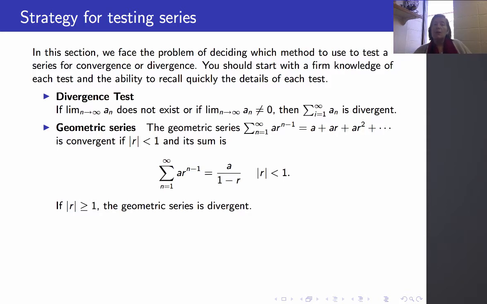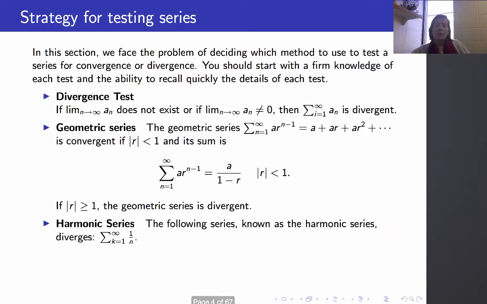And remember, in deciding what the a and the r are, if you expand the series, a is the first term and r is the second term divided by the first. And of course, these series may have positive or negative terms, and we use the absolute value of r to decide on convergence or divergence. The harmonic series is something you should always keep in the back of your mind. It's divergent, and that series is the sum from 1 to infinity of 1 over n.